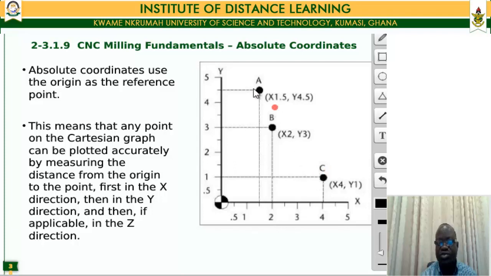If we want the point A, the point A measurement is taken from the origin, and we say that we go 4.5 units here, and then we go 1.5 units here. So that is from the origin. If you go to B, we are also taking B from the origin. We move 3 units up here, and then 2 units down here, and we locate B. Now, all the coordinates are being referenced from the origin. And that is why it is called the absolute coordinate system.